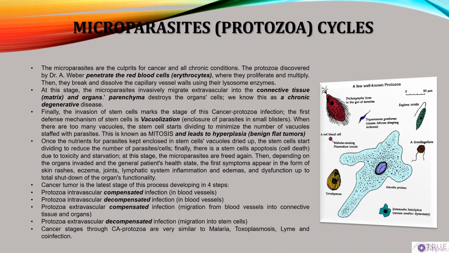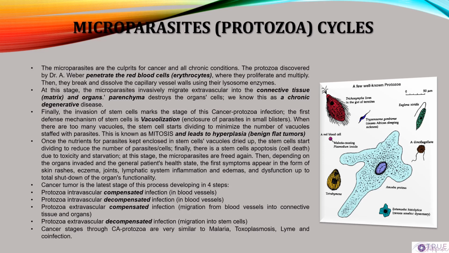Now, as already touched upon, this acidic environment leads to another problem, namely the microparasites. According to Dr. Alfons Weber, the microparasites are the culprits for cancer and all chronic conditions. And as mentioned, we've done a great video with live footage taken by Dr. Weber of the microparasites and their life cycles. And he has proven beyond any doubt that those can be found in all cancer patients, and you can prove it for yourself as well. I explain how in the video that I'm going to link down below.